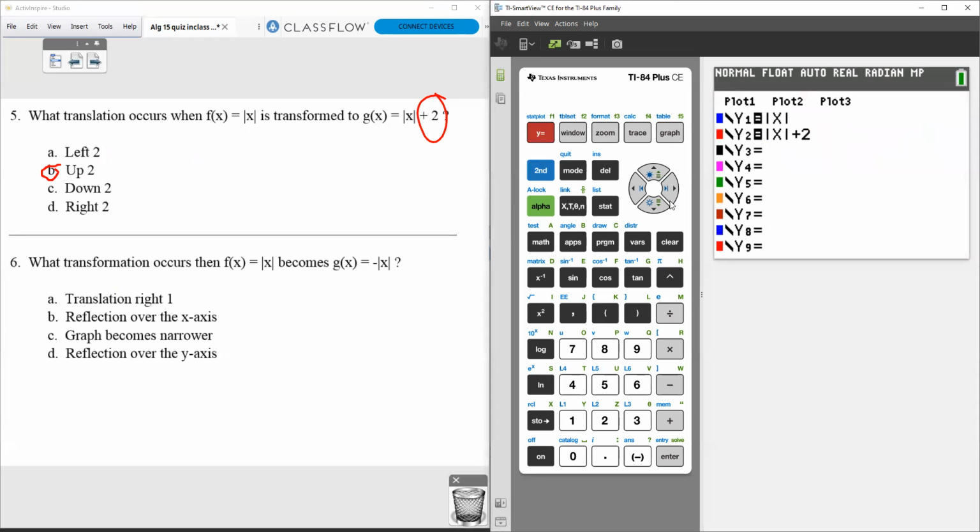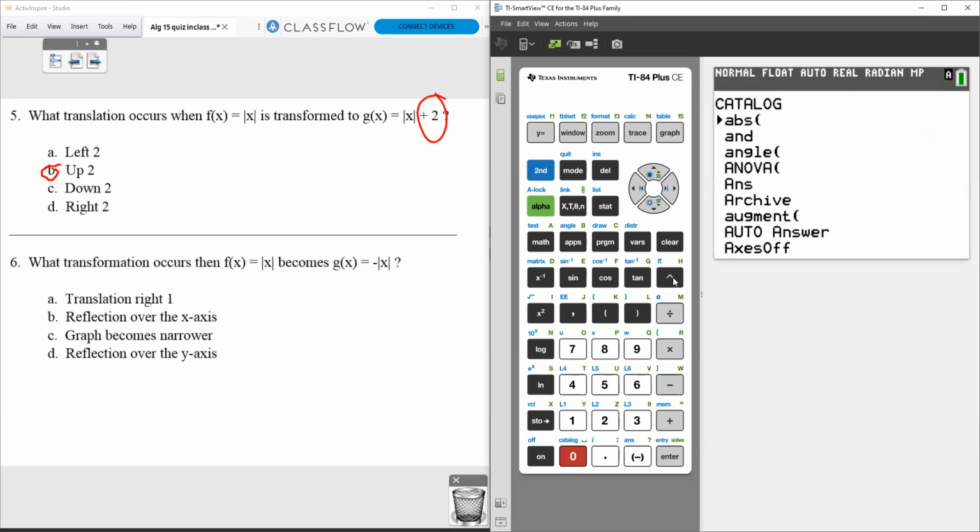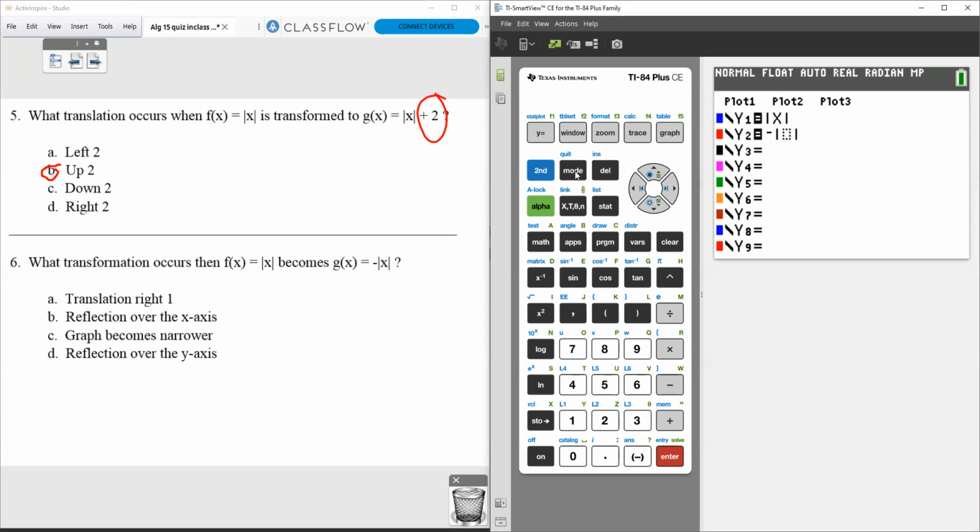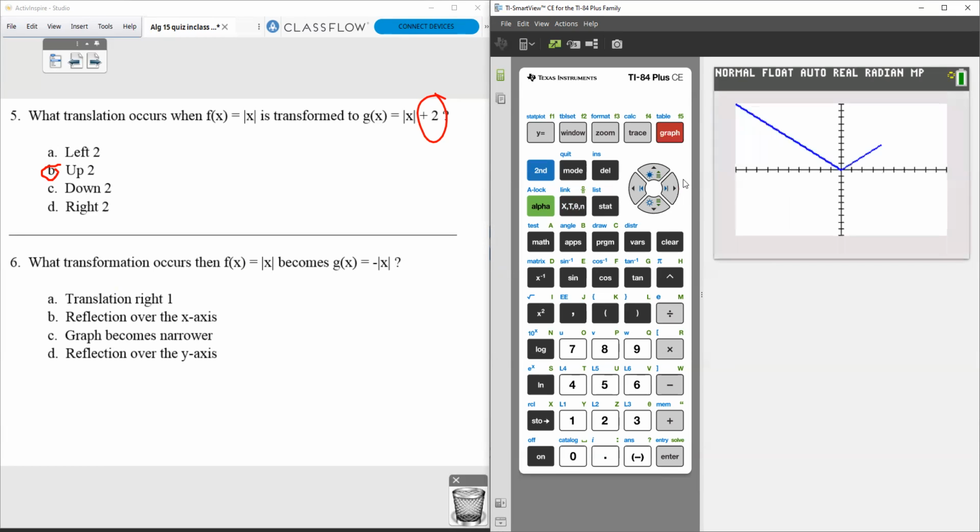In your question number 6, you have the absolute value of x, and then you have the negative absolute value of x. I forgot to hit negative, second catalog, absolute value of x. So now we have this equation, all right? What happens when we have a negative sign outside of the absolute value symbol? There's our original one in the blue. Here's our new one. What happened there? It is a reflection over the x-axis.